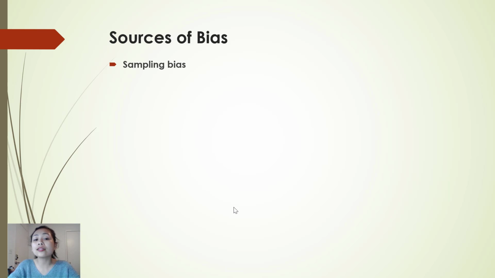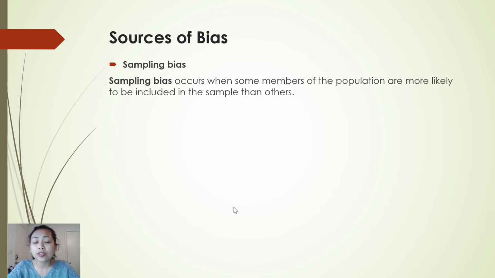Next, this is the last of the sources of bias: sampling bias. Sampling bias occurs when some members of the population are more likely to be included in the sample than others. Remember, in convenience sampling, sometimes it's almost impossible to collect a simple random sample, so people tend to collect samples of convenience. And samples of convenience are sometimes not acceptable. So that is a sort of bias.